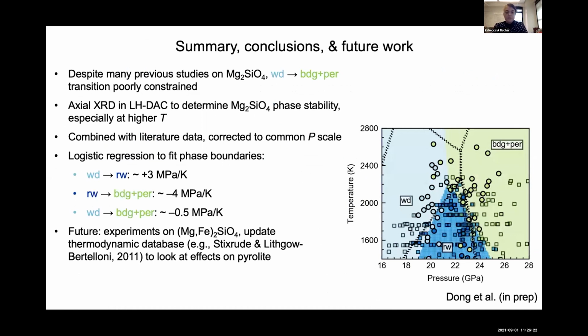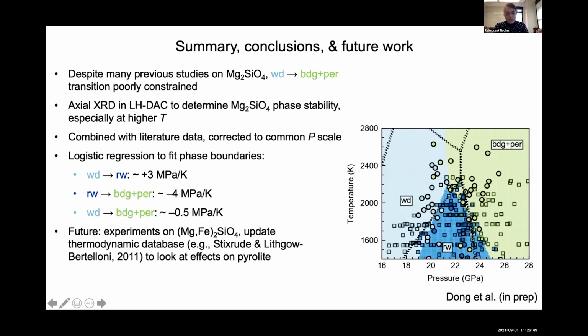Just some summaries from part 1 of the talk. Despite many previous studies on Mg2SiO4, this high temperature transition was poorly constrained. So we did axial X-ray diffraction in a laser heated diamond anvil cell to look at that. We combined with a lot of literature data and corrected everything to a common pressure scale, used a logistic regression to fit the phase boundaries, finding these 3 slopes for the 3 transitions.